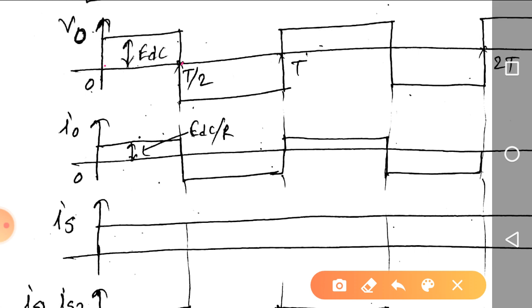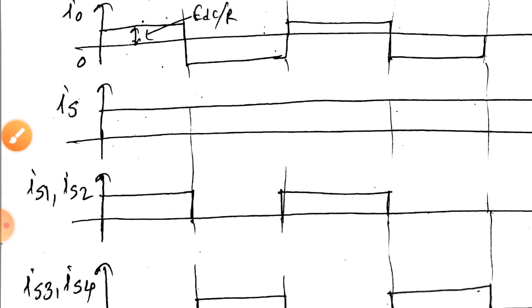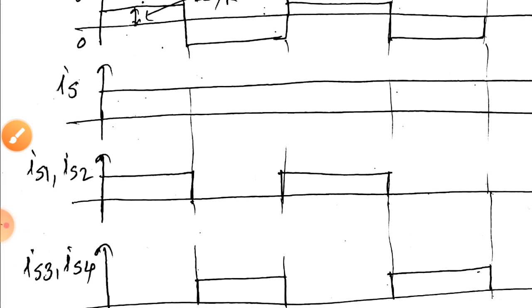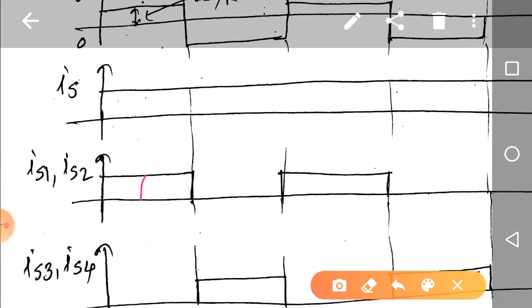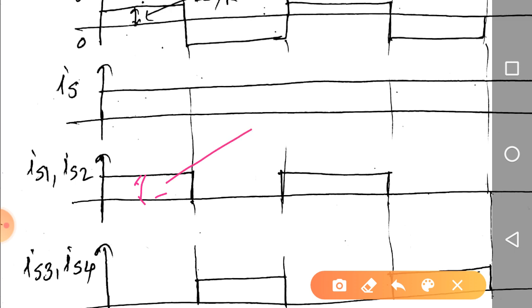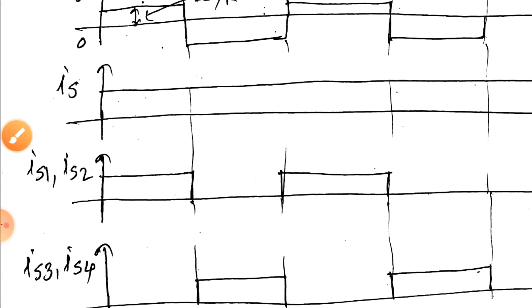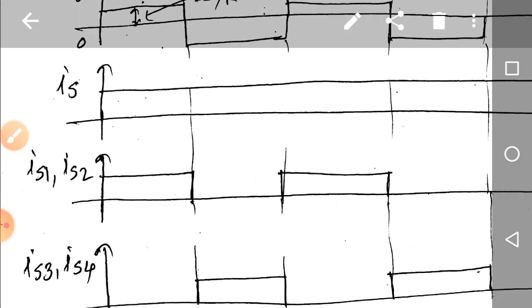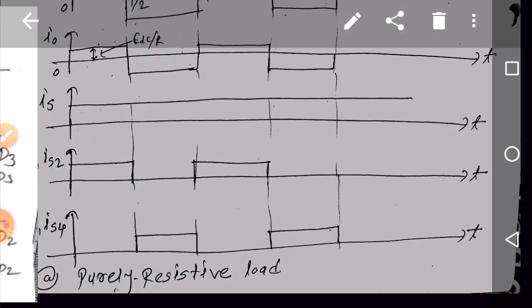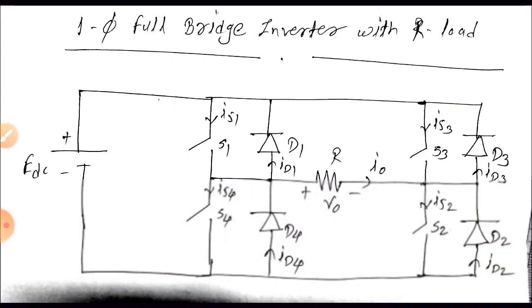Which two switches are in the on state? S1 and S2. So IS1 and IS2 will be the same as the load current, with magnitude EDC by R. Next, IS will be the same as IS1 and IS2. This will continue till T by 2.